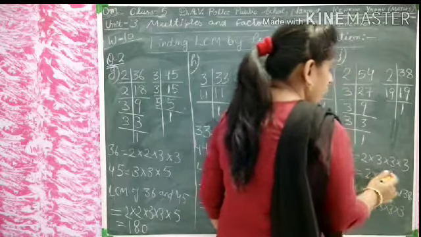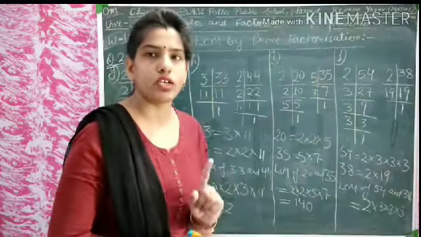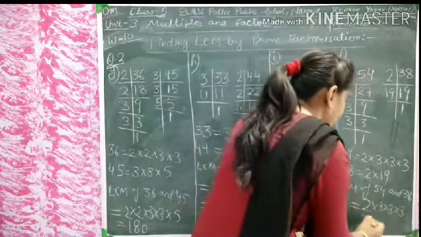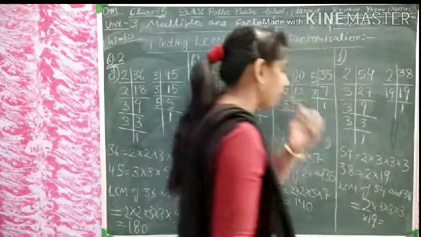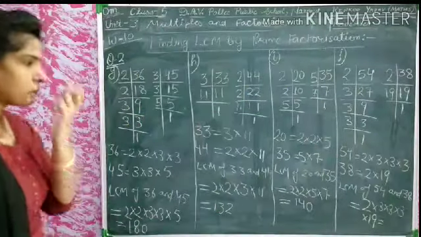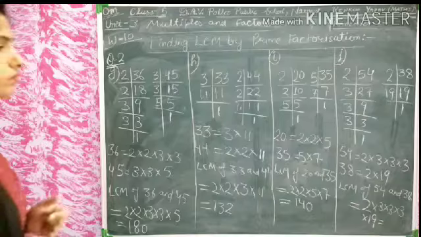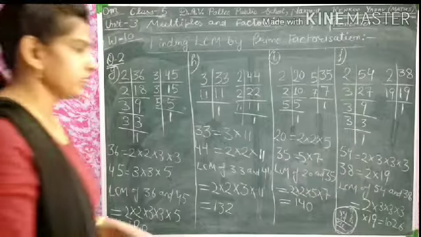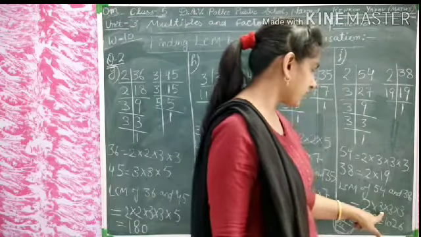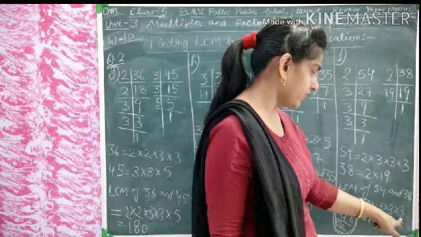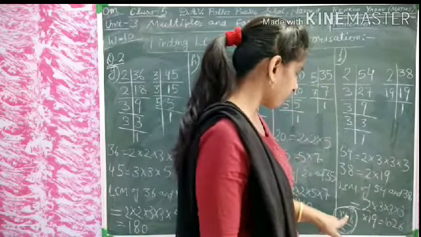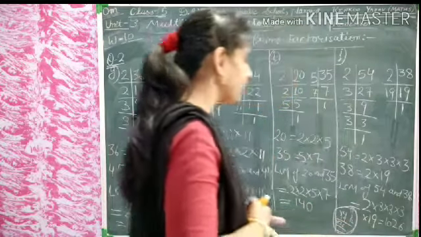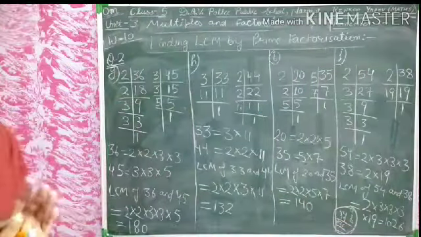And now there is the number 19. 19 occurs only 1 time and in the other number there is no 19. So 19 also will be taken as 1 time. Now multiplying all the numbers we will get here, students, 2 3s are 6, 6 3s are 18, 18 3s are 54, and 54 is multiplied by 19. We will get 1026 as the LCM of these two numbers.